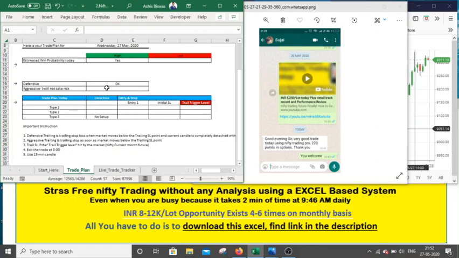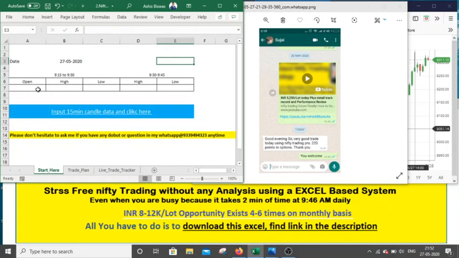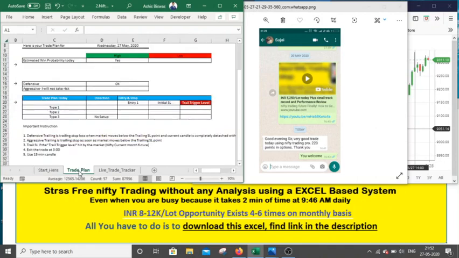at 9:46 a.m. daily. You have to check the Nifty movement in the first 30 minutes of the day, and enter the data over here: open, high, low of the 9:15 to 9:30 candlestick and the 9:30 to 9:45 data. Then you will get the trade over here. I will show you exactly what the trade was today and what the trade result was today.